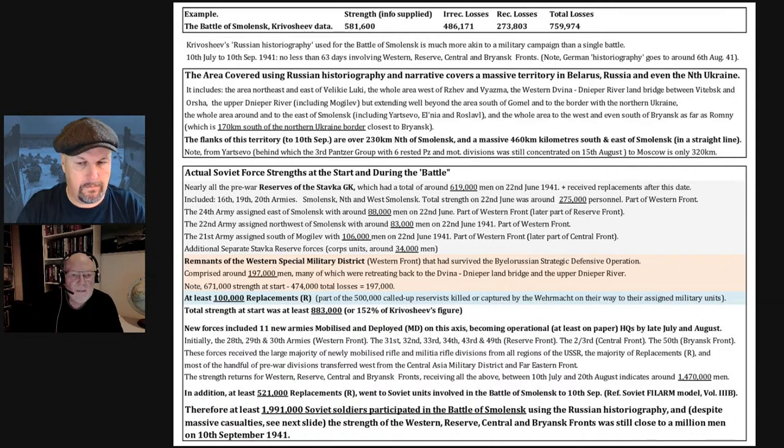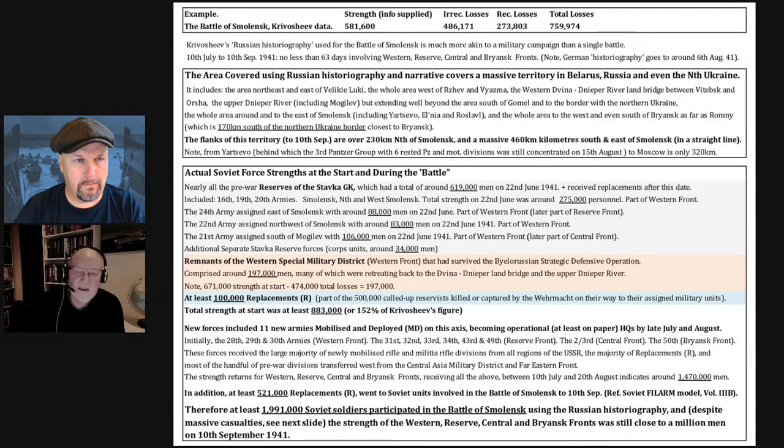We've got two historiographies happening here. In the Krivosheev data, it goes from the 10th of July to the 10th of September. So that's 2 months, a massive operation. The other thing that's been bundled together is that the Battle of Smolensk is not really the Battle of Smolensk. It's really the entire campaign conducted by Army Group Center.